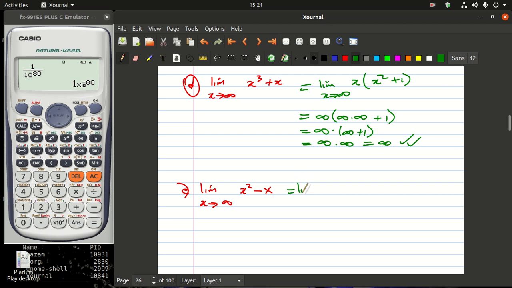The same thing here, we're going to end up having the limit as x approaches infinity of x, and then x minus 1. And this is going to be infinity times infinity minus 1, which is just infinity. The biggest number minus 1 is still infinity.